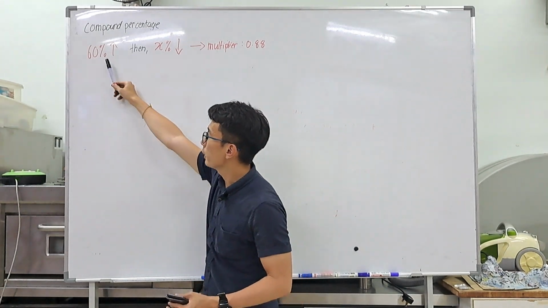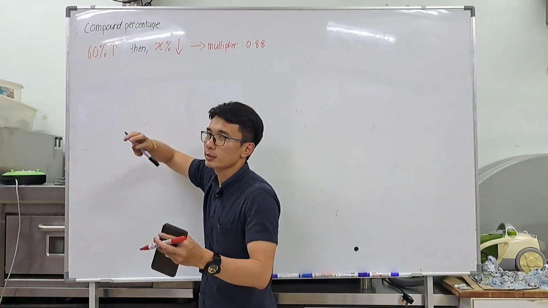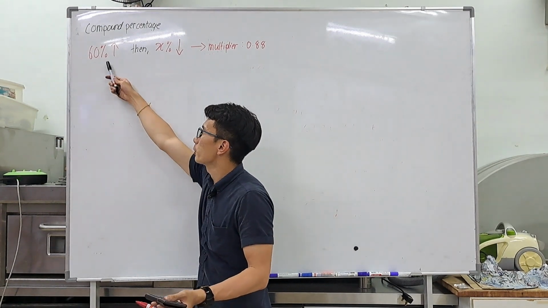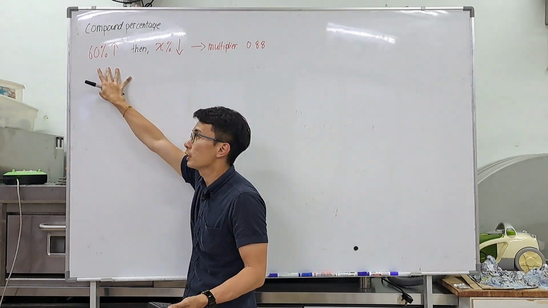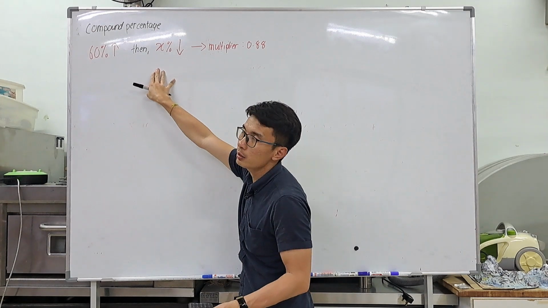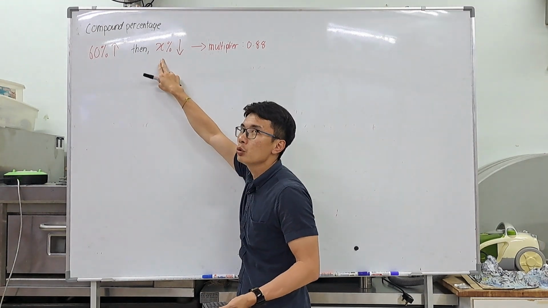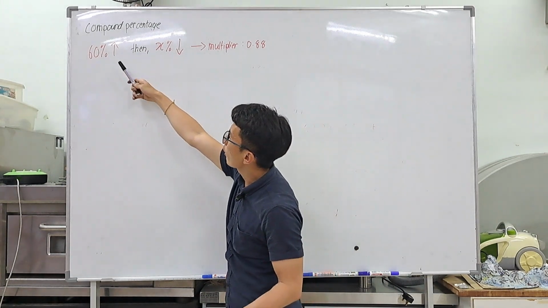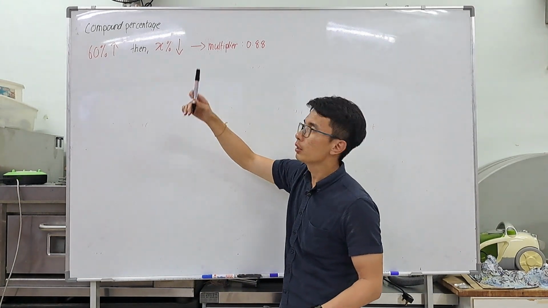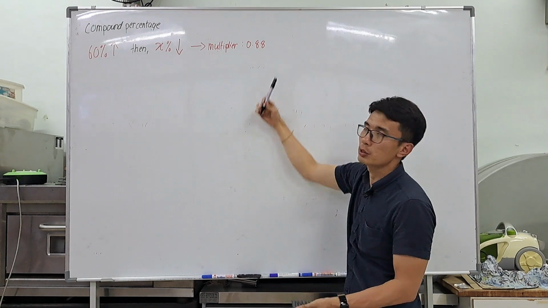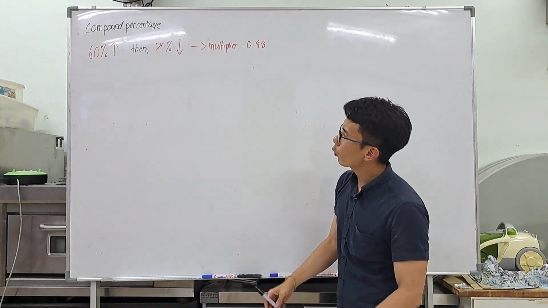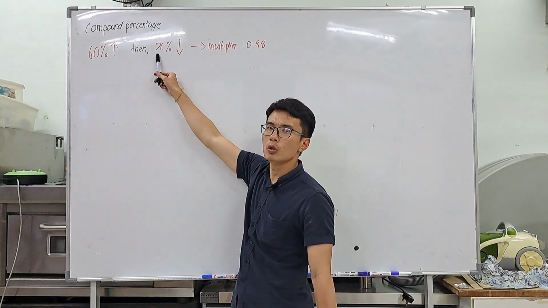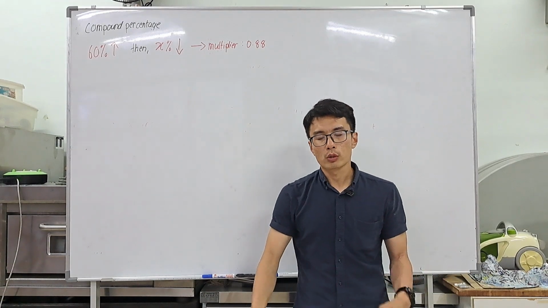I can see that there's a certain value that is increased by 60%, a 60% increase, and then it is followed by an unknown percentage of decrease. But when I multiply these two together, they give me a multiplier of 0.88. So my question here is to find this unknown. How do I do that?